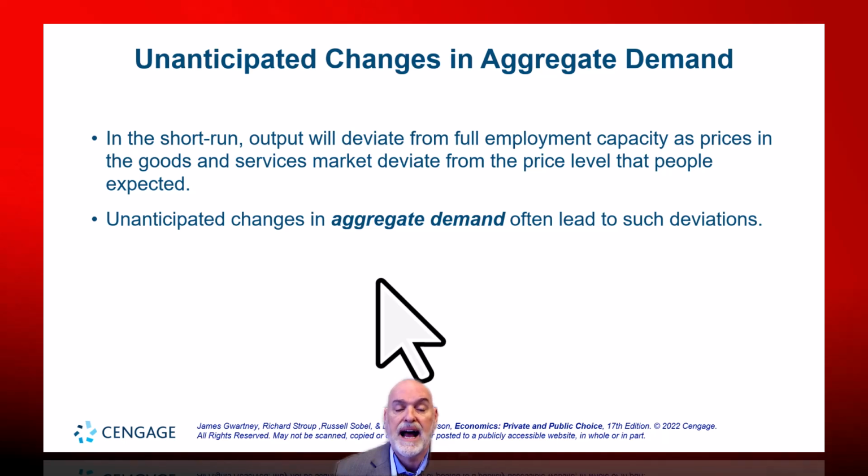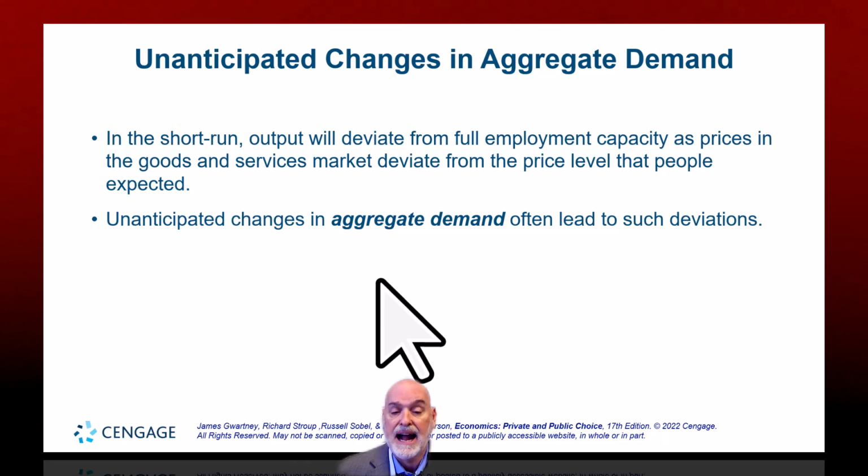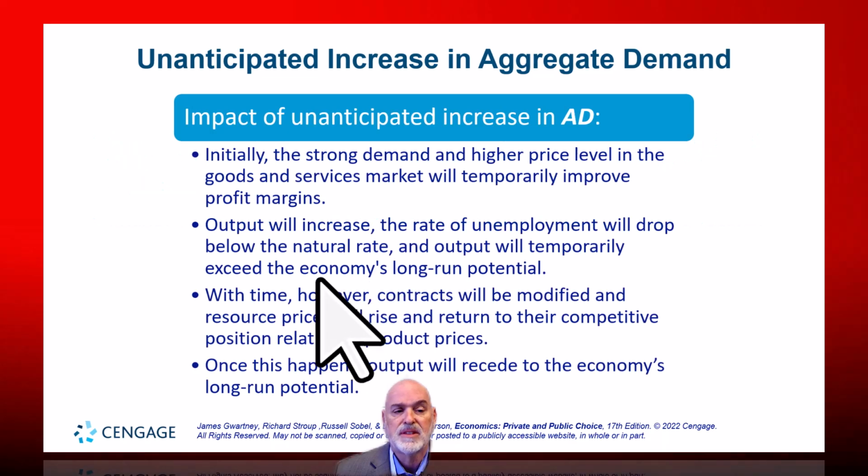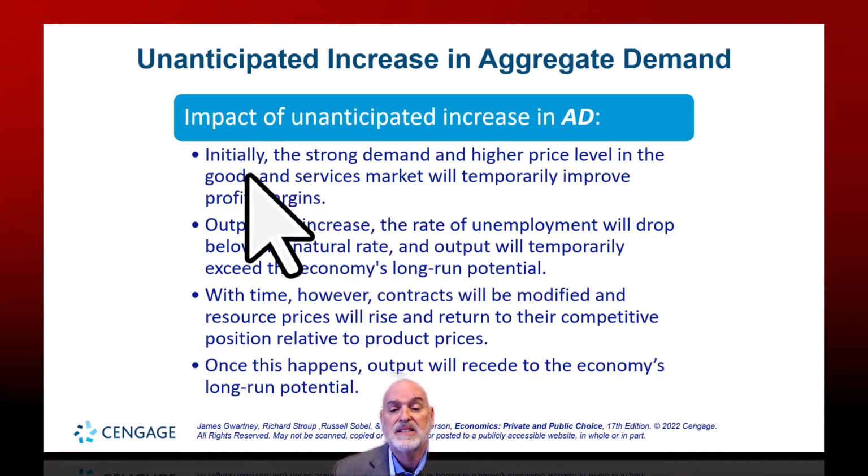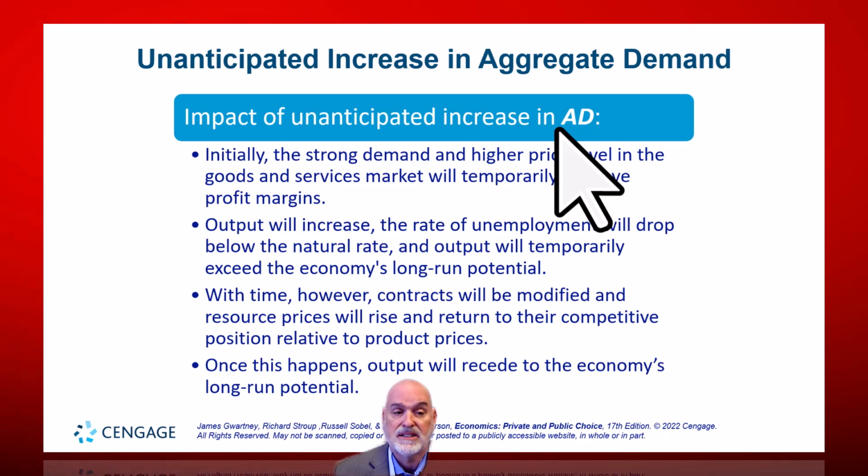In the short run, output will deviate from full employment capacity as prices in the goods and services market deviate from the price level that people expected. Unanticipated changes in aggregate demand often lead to such deviations. The impact of an unanticipated increase in AD, or aggregate demand.